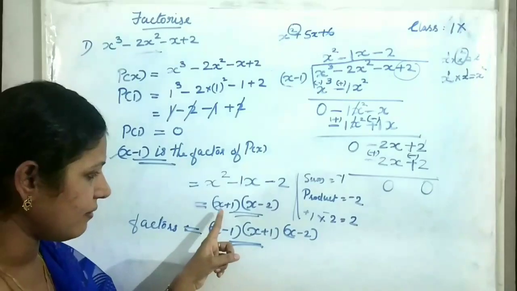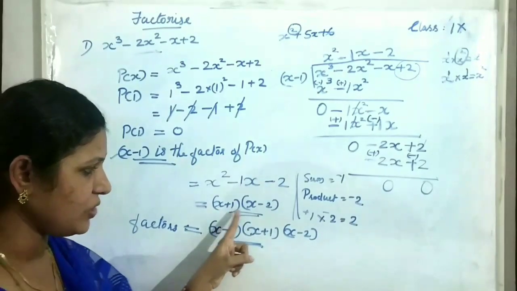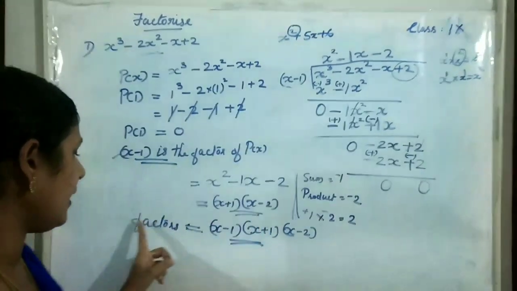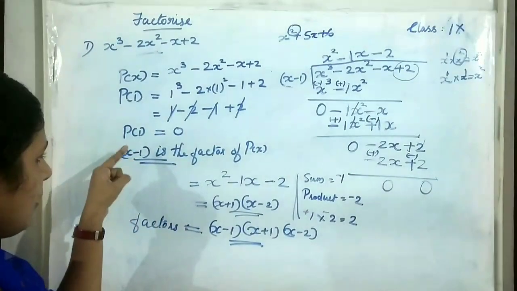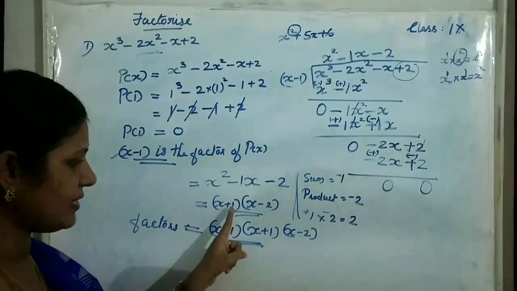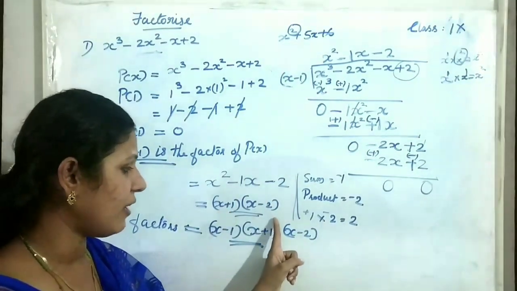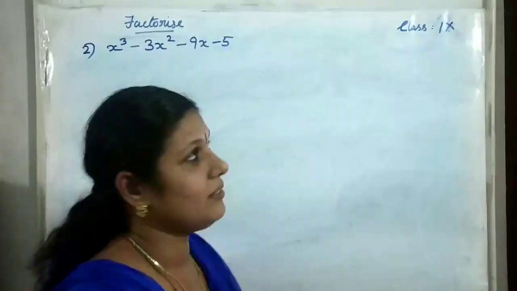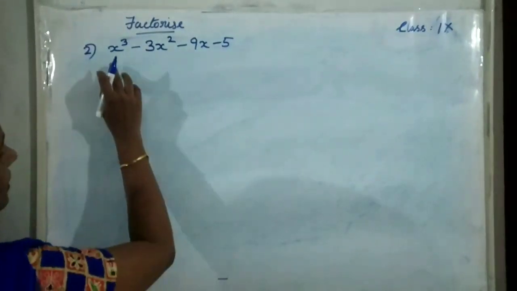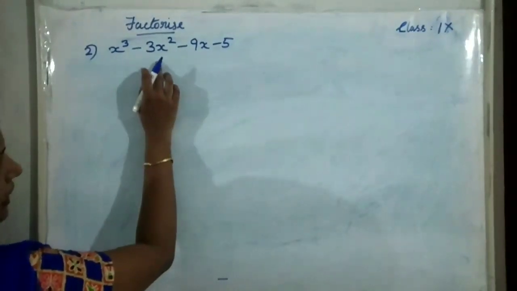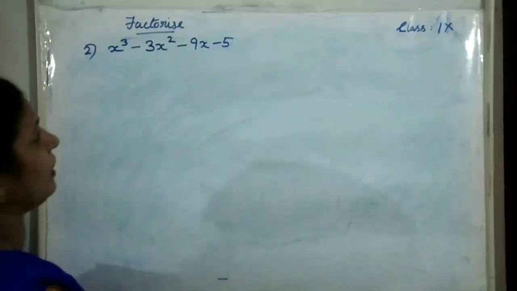So we get the answer as (x + 1)(x - 2). Then the factors are: we write the first factor as x - 1, and the second and third factors are x + 1 and x - 2. Now the next question, the second question, is x cube minus 3x square minus 9x minus 5.